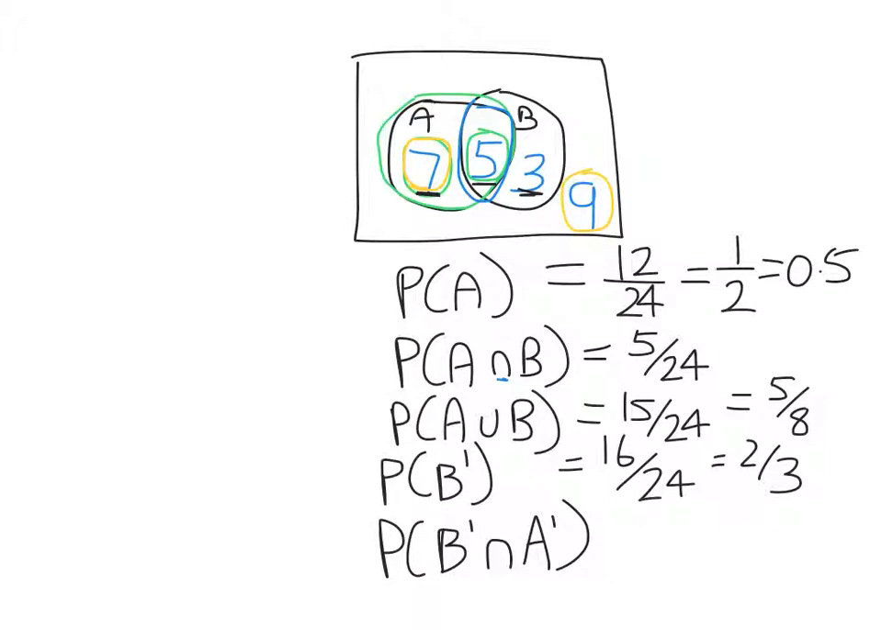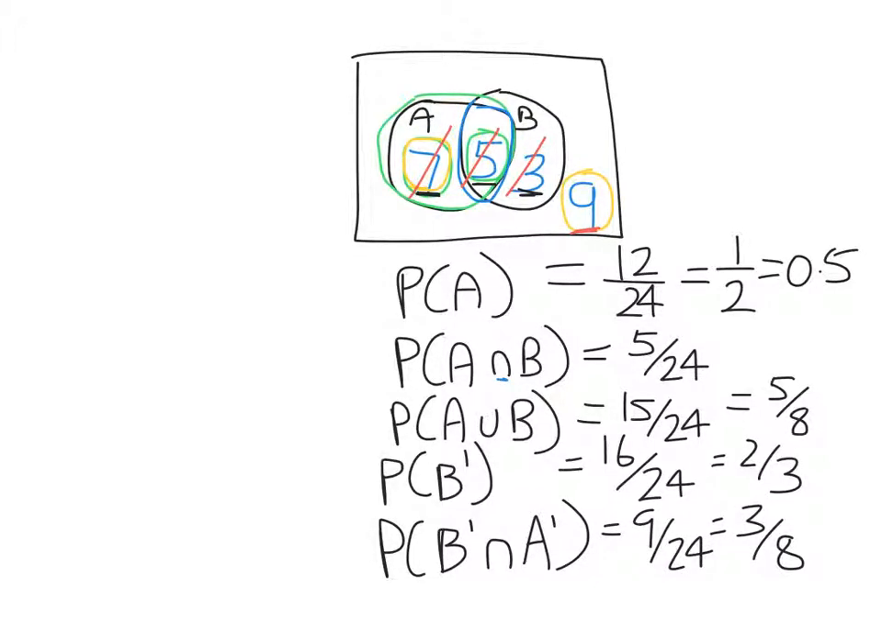So the last one here says, what's the probability of not B and not A? So we have to not be in B and not be in A. We have to have both of those things. So we can't include the 3 because that's in B. We can't include the 5 or the 7 because the 7's in A, the 5's in both. It's only these 9 out here. So the answer would be 9 over 24, which is 3 over 8.